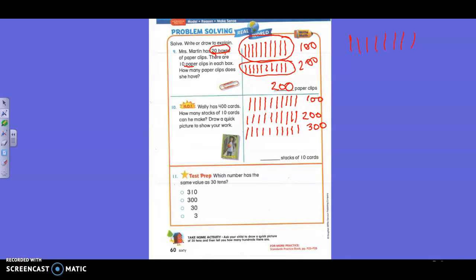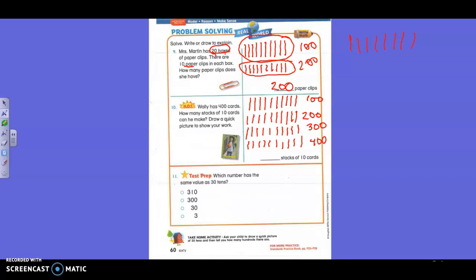We're still not done though, right? So we have to go to 400. 310, 320, 330, 340, 350, 360, 370, 380, 390, 400. How many stacks of tens was that? 4.